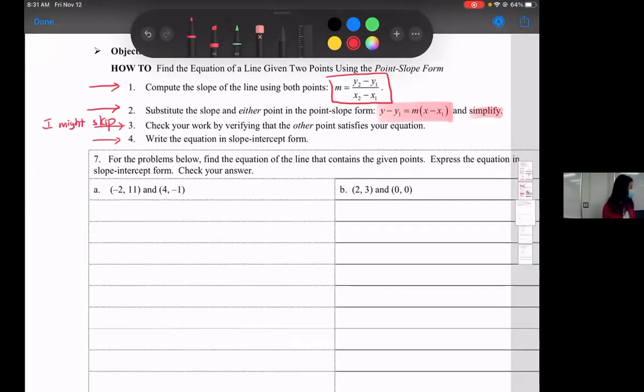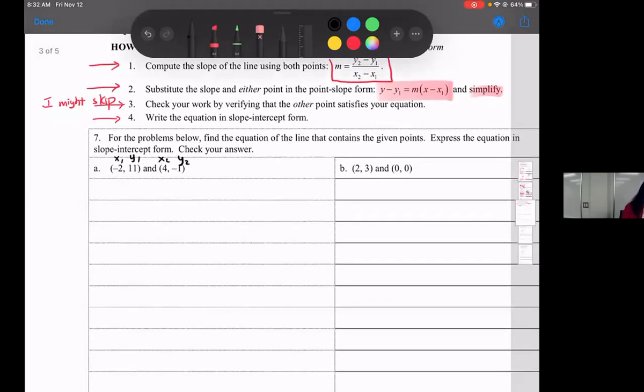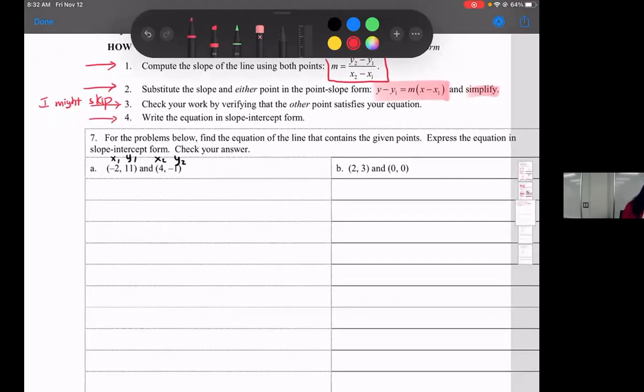All right, so problem 7a, I'm given 2 points. I'm going to label this: this is my x1, y1, and then x2, y2. I suggest you label them. I know you know which point is which, but sometimes you eyeball it wrong. I do that all the time. So m equals the difference of y over the difference of x. Y2 first, so y2 is -1 and y1 is 11, x2 is 4, x1 is -2.